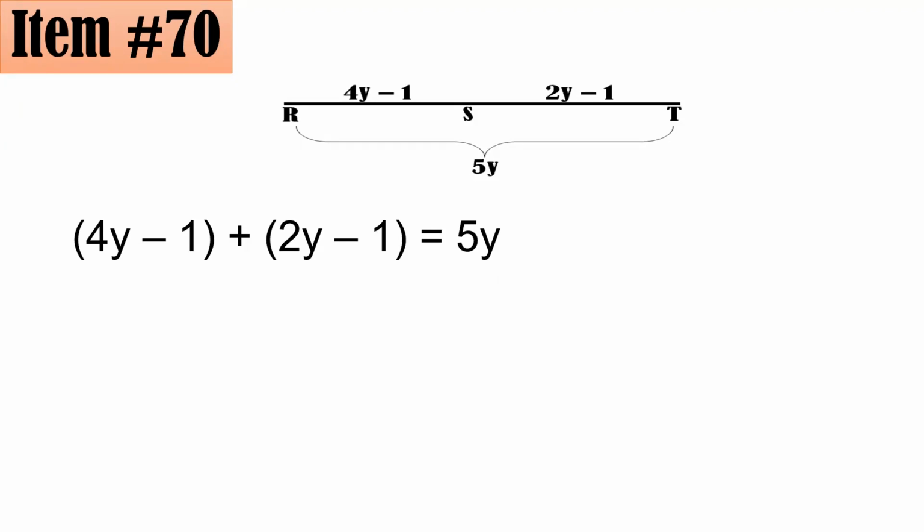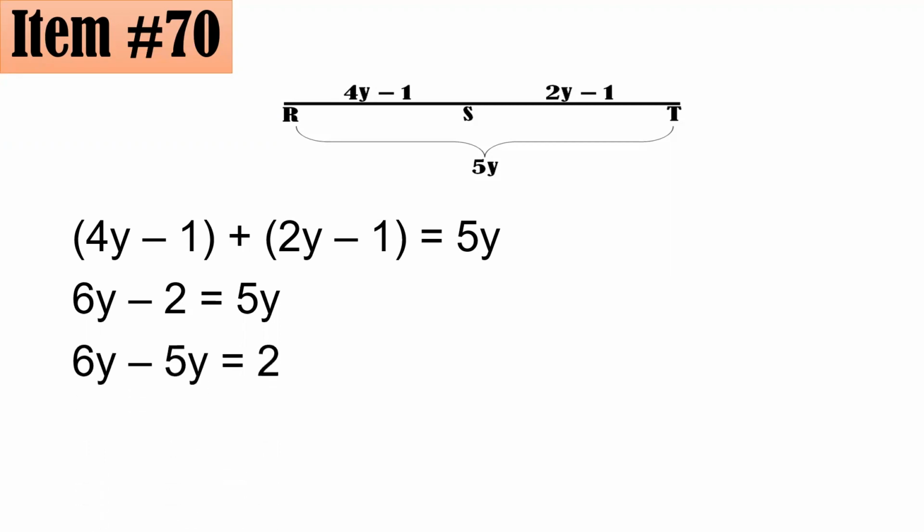So simplifying the left side po, no? 4y plus 2y is 6y. Negative 1 minus 1 is negative 2 equals 5y. And what I did next was this 5y on the right-hand side will become minus 5y on the left-hand side. And this negative 2 sa left ay magiging positive 2 sa right. Di ba nga yung hugot dyan is sumakabilang bakod ka lang. Nag-iba ka na ng signs. Okay, so that's why you have 6y minus 5y equals 2. And that gives us the value of y, which is 2.